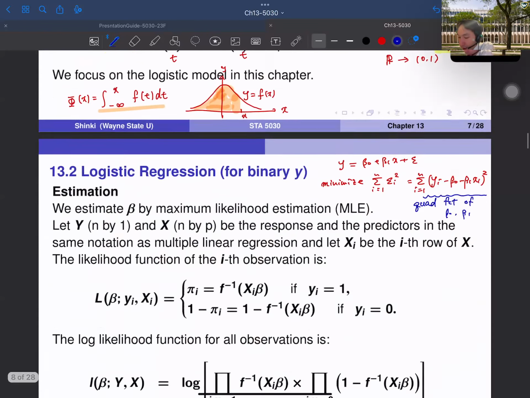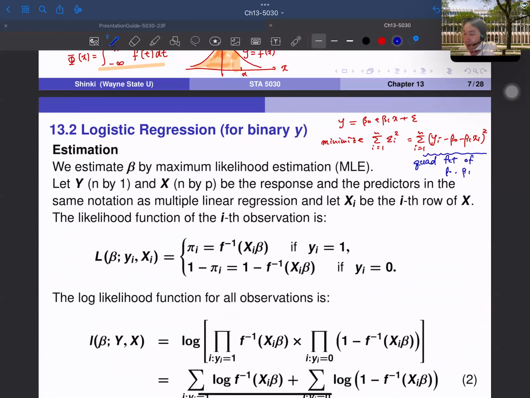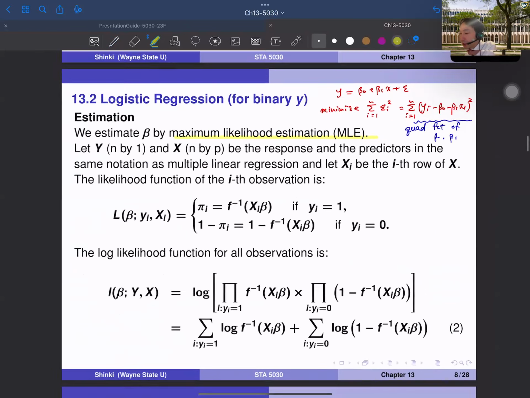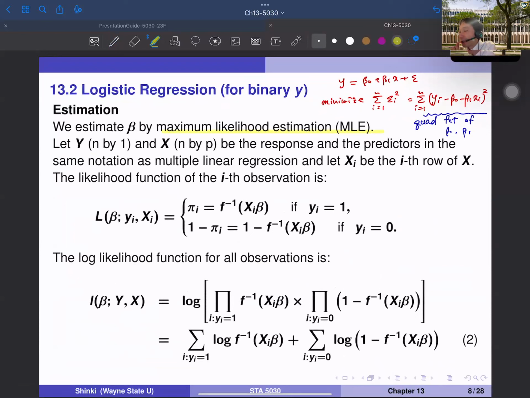logistic regression, that estimation is a little complicated. So basically, we use the maximum likelihood estimator. So we want to maximize the likelihood by optimizing the parameters beta naught and beta 1.